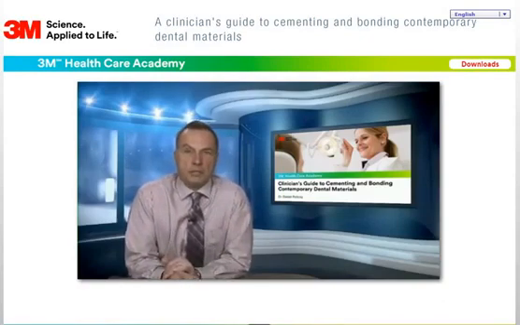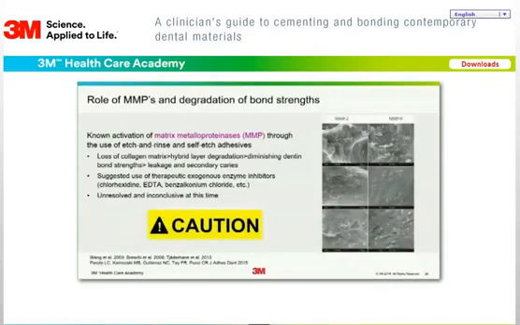And to understand MMPs just a little bit more, as I mentioned, there is a known activation of these matrix metalloproteinases, or MMPs, the easiest way to call them. It simply involves the loss of the collagen matrix hybrid layer through degradation, which diminishes the dentin bond strengths over time. And there have been a lot of studies, and some currently ongoing today, about how to use exogenous enzymes to inhibit the endogenous enzymes, to ablate or negate the action of these MMPs.